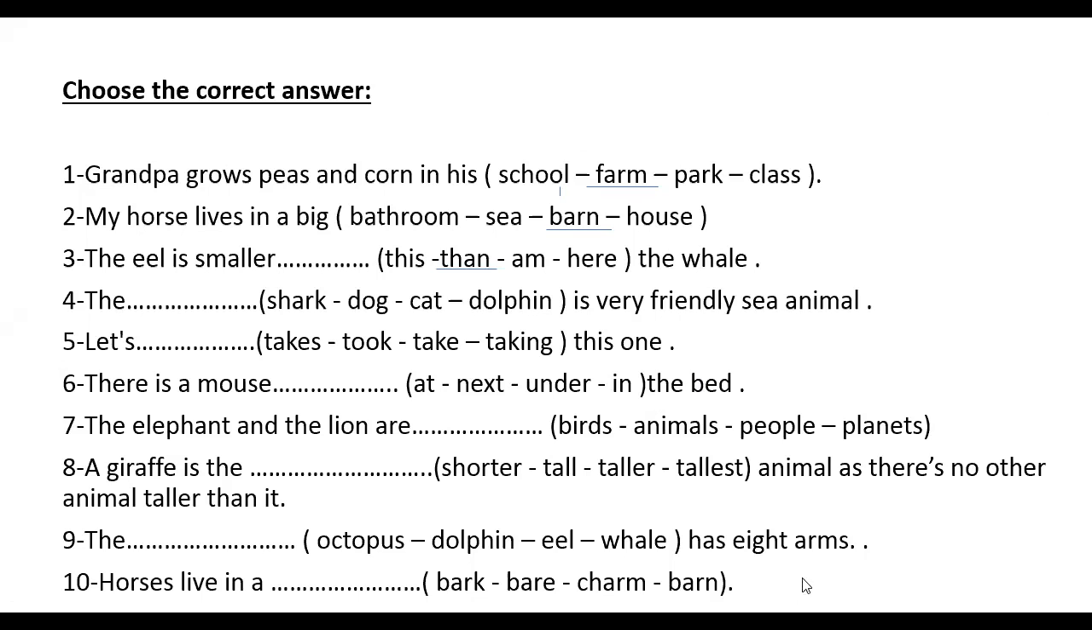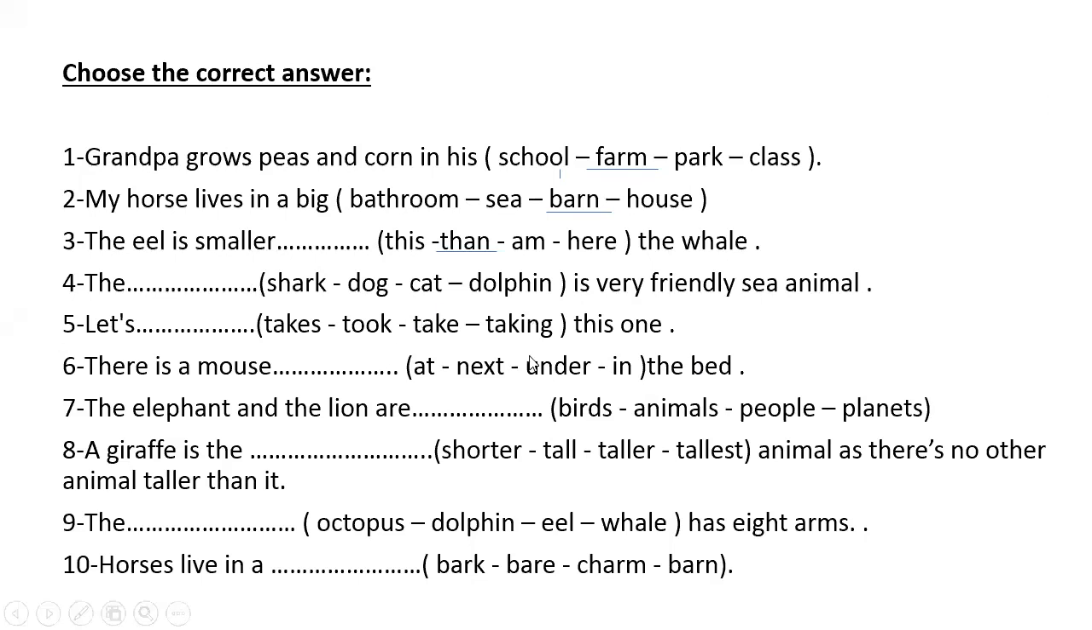So let's take Omar Muhib. Mister, can I ask a question? Of course, yes. Mister, dogs are also friendly. But it's not a sea animal. I just said sea. Oh, okay. Cats also are friendly, but they are not sea animals.